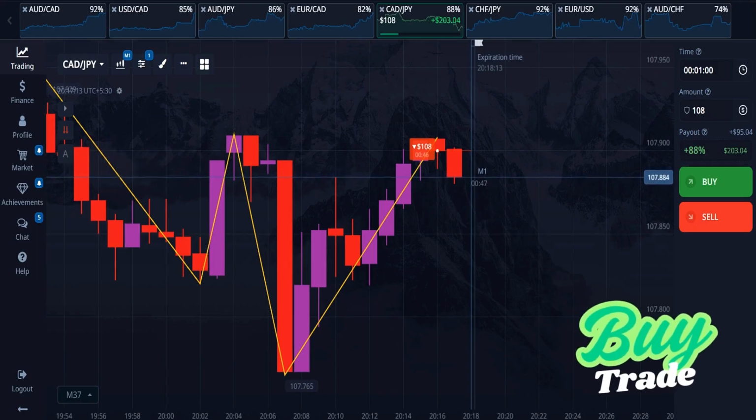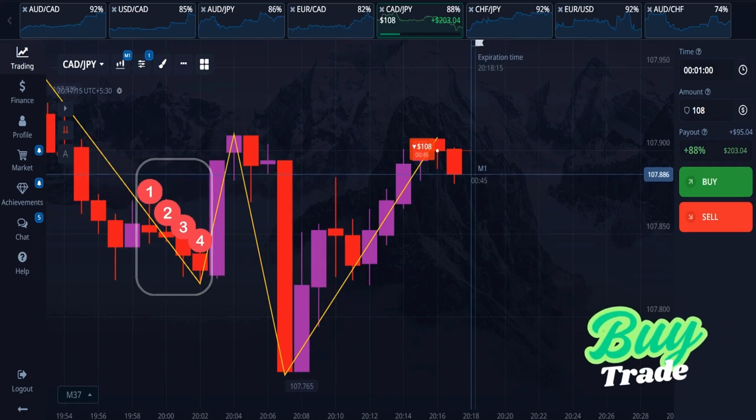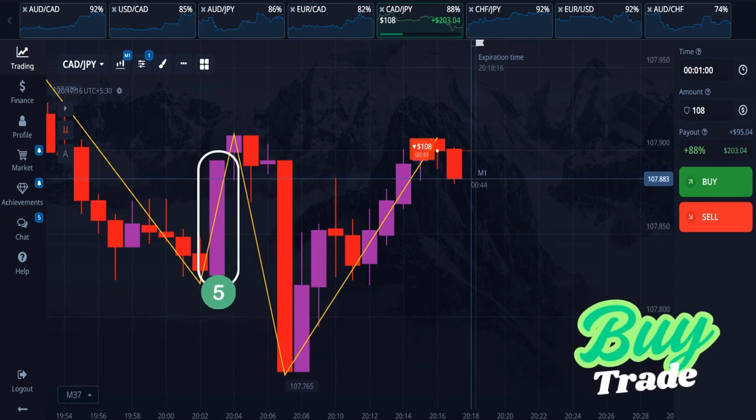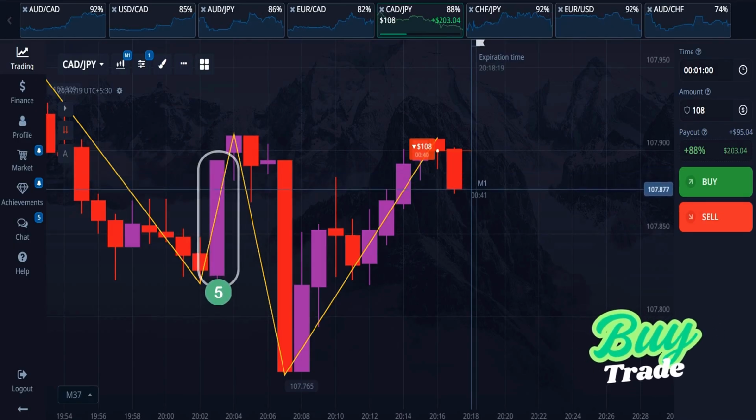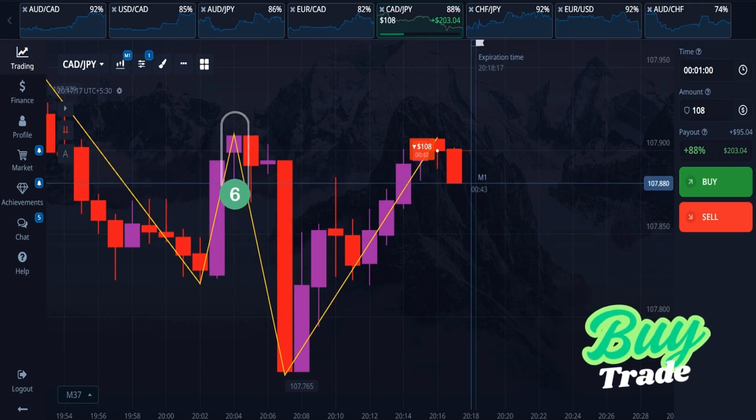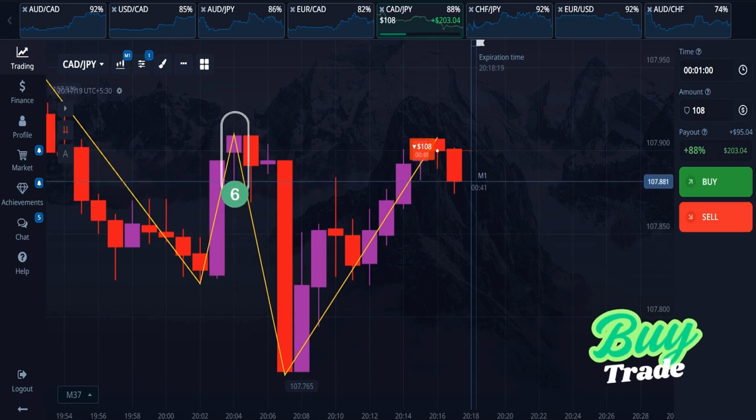Buy trade setup. Look for 4 consecutive bearish candles on the chart. The 5th candle should be bullish. If the Zig Zag indicator is pointing downwards and positioned below the 5th candle, enter a buy trade on the 6th candle with a 1-minute expiry.